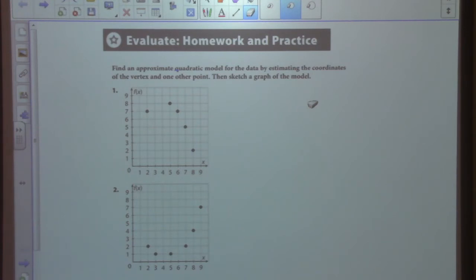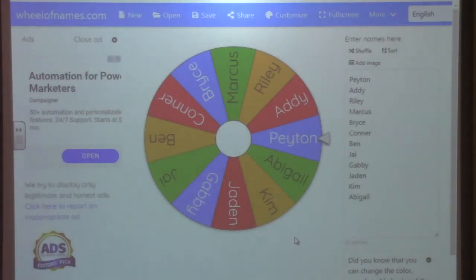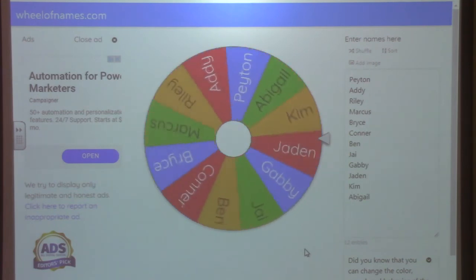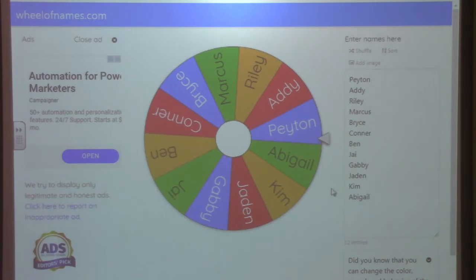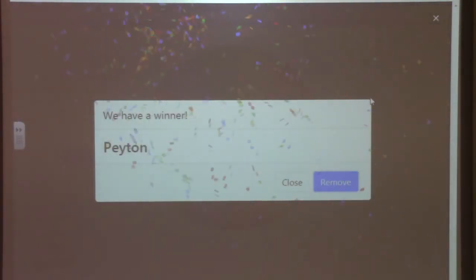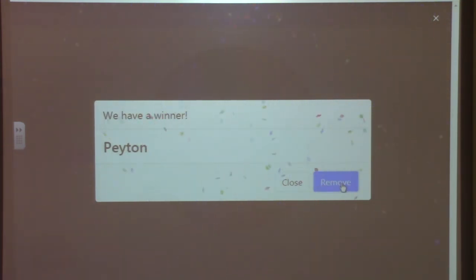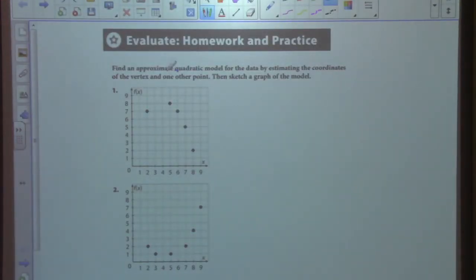Okay, let's go to our model here. Okay, we are going to choose someone here. Peyton is choosing. Peyton, do you need to do it? You want to do it, Peyton? Not really, but. You can? Okay. Whatever you want to do. You want to do it or not? I'll try. All right, Peyton. Good. All right, Peyton, what do we got for 2?